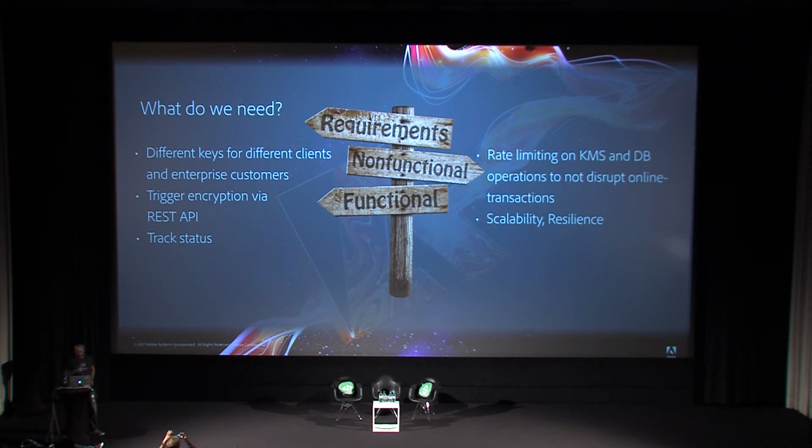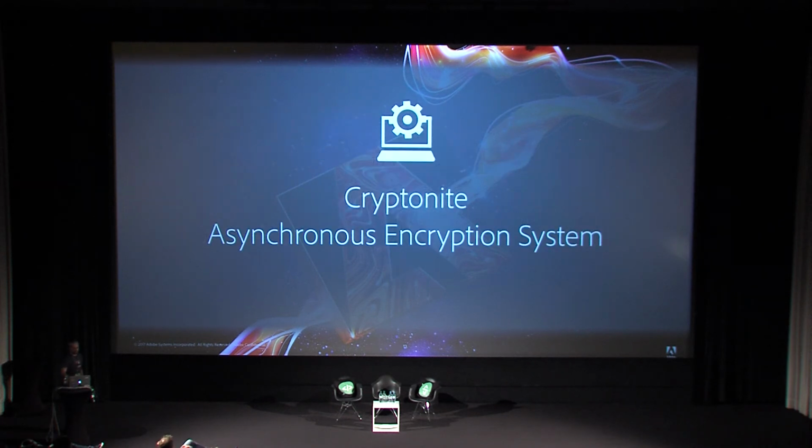And on the non-functional side, well, there's this rate limiting in KMS, as I said, and we have a database that doesn't scale indefinitely. So we need to make sure that whatever we do in this re-encryption service, it must not disrupt the online transactions of our services. But still, it needs to be somehow scalable, it needs to be resilient, it needs to be able to throttle itself down in case we actually do hit some rate limits or so. Yeah, and that is what we created with Kryptonite.